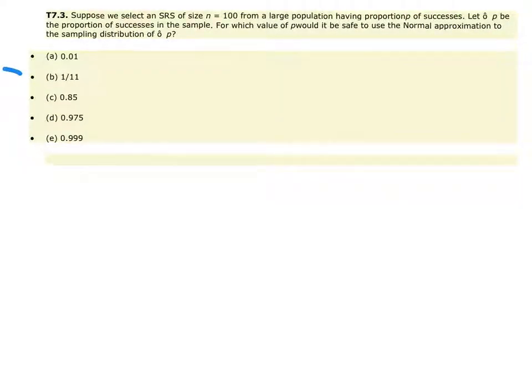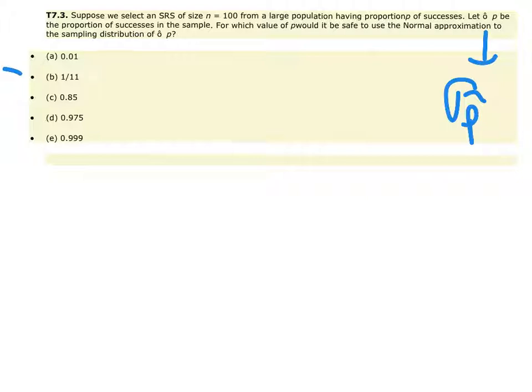Question 3. Suppose we select an SRS of size 100 from a large population having proportion p of successes. Let p hat be the proportion of successes in a sample. For which value of p would it be safe to use the normal approximation to the sampling distribution of p hat, this notation here?